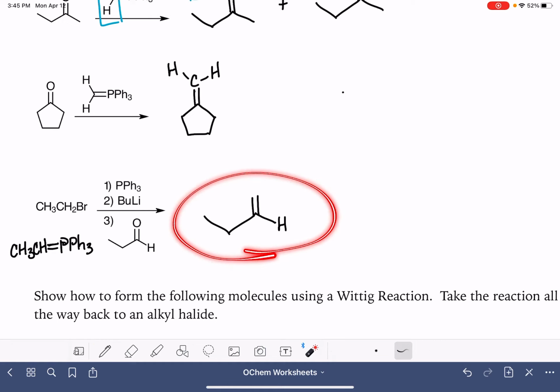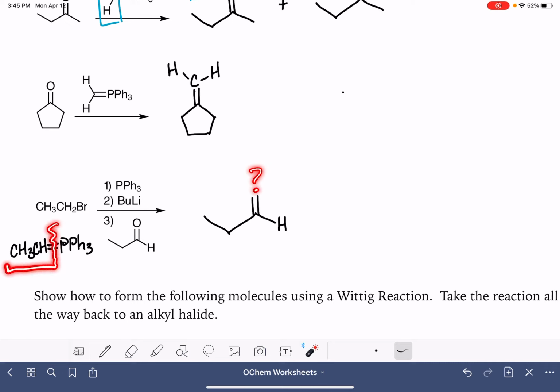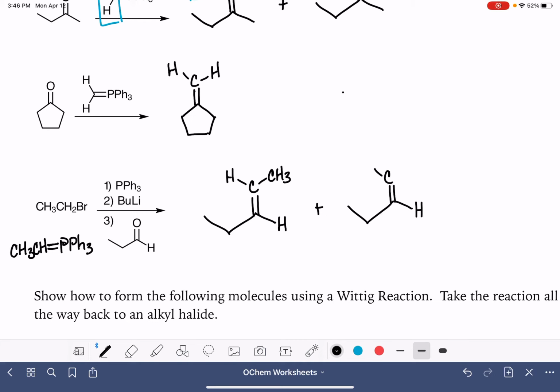So when we look at this guy right here, we want to imagine what's going to be attached to this. It's going to be the non-phosphorus half of the Wittig reagent. That's a CHCH3, plus also don't forget the other isomer, CH3 on the left, hydrogen on the right.